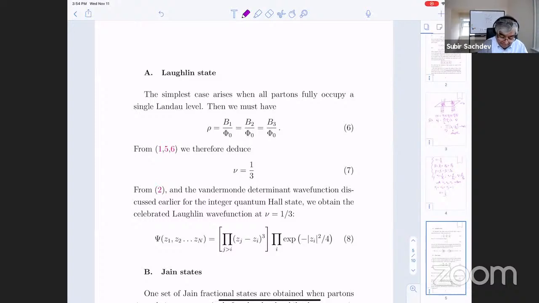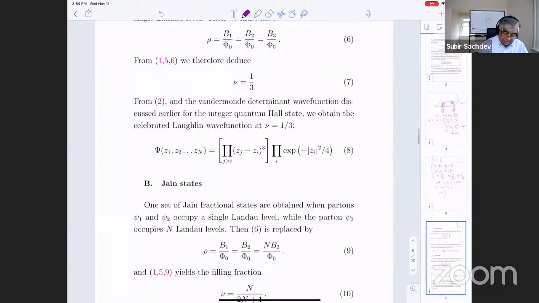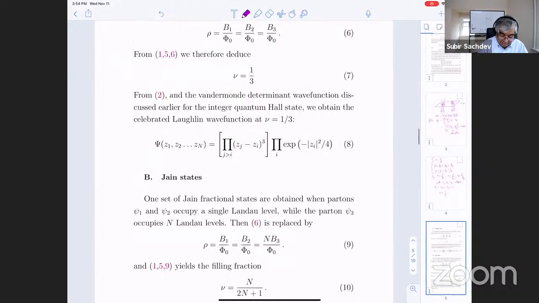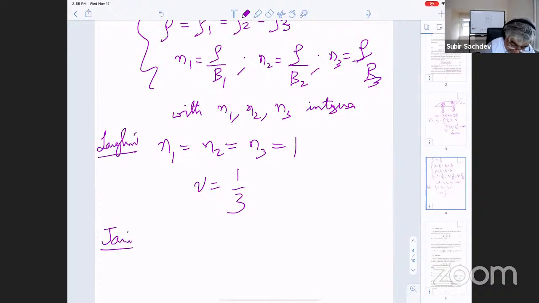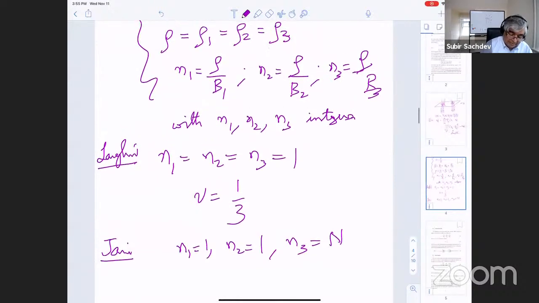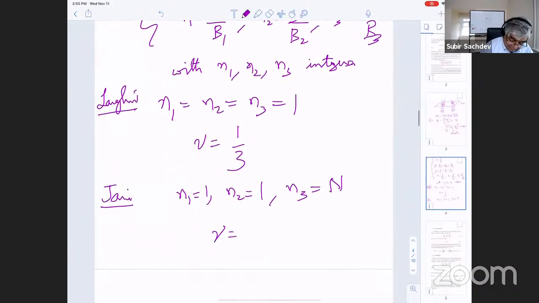The other important case is when two of them are 1 and the third is some other integer. So case 2: the first was the Laughlin case, and the other is Jain's, and I'm just taking the simplest Jain and Laughlin cases. That turns out to be N1 equals 1, N2 equals 1, N3 equals N. And then if you work out the numerology, you'll find the filling fraction ν is N over 2N plus 1.